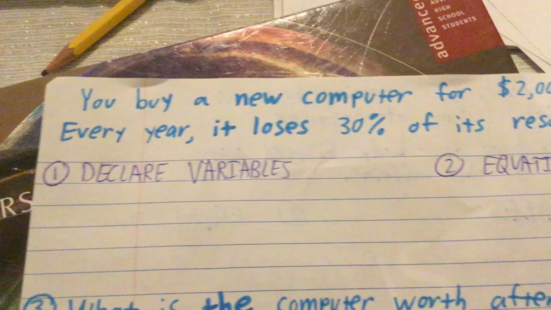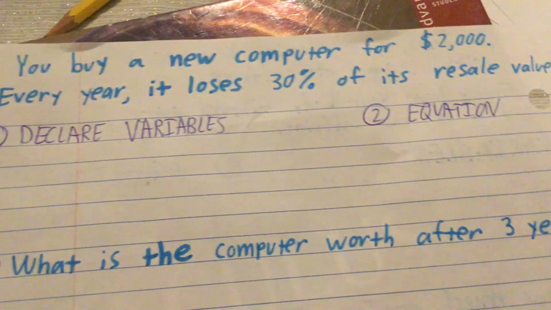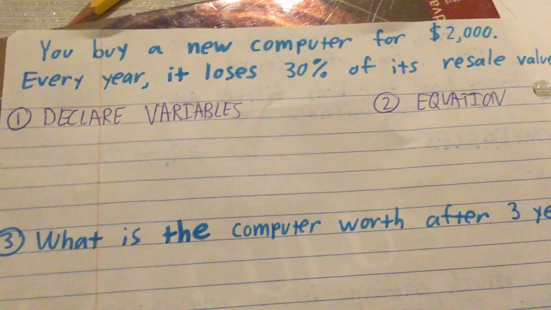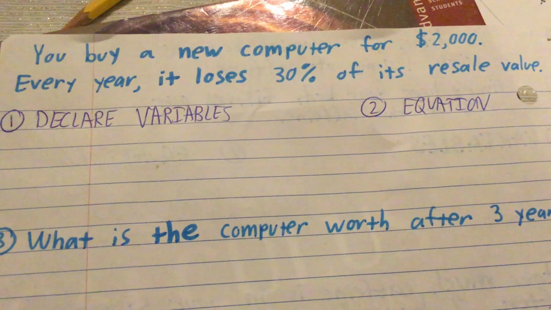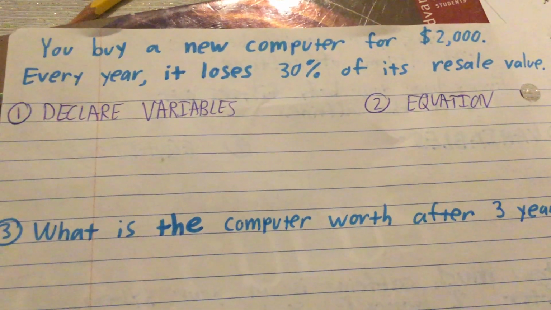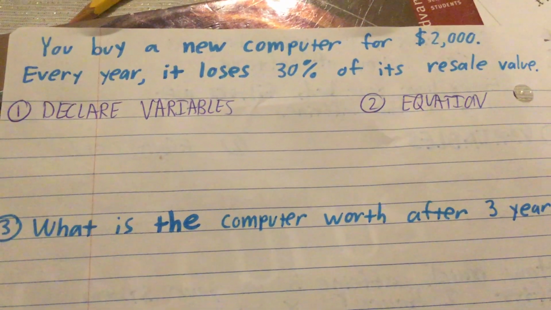Let's go on to the second word problem. So you buy a new computer for $2,000. Every year, it loses 30% of its resale value. Declare your variables. Write an exponential equation that reflects this data.